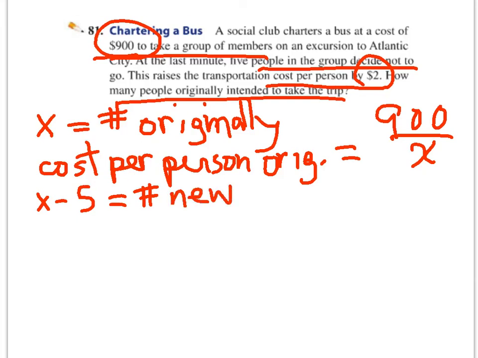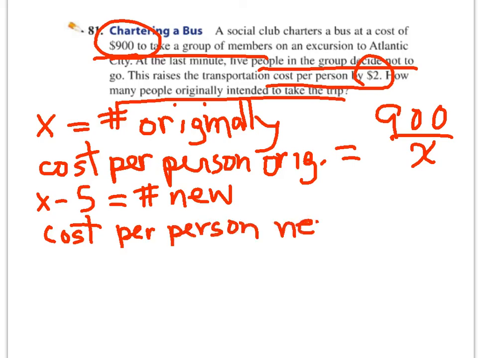Okay, so the new group has 5 fewer people, and because there are 5 fewer people, the cost per person is obtained by taking that $900 and dividing it equally among the x minus 5 people that we now have. So these are two expressions that tell us something about the cost. The first one is the original cost per person, and the second one is the new cost per person.